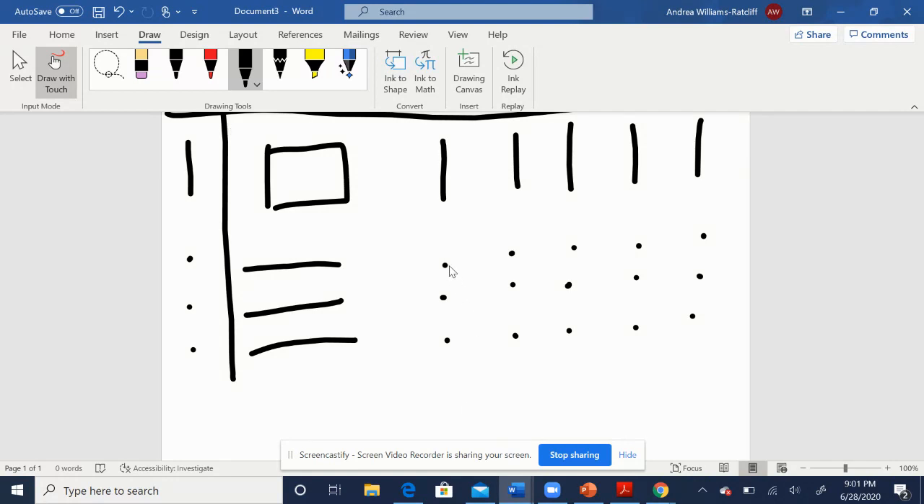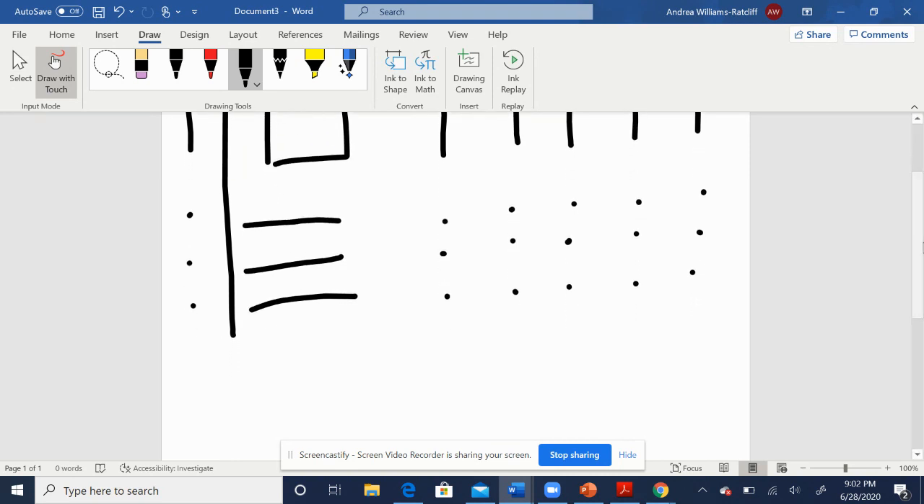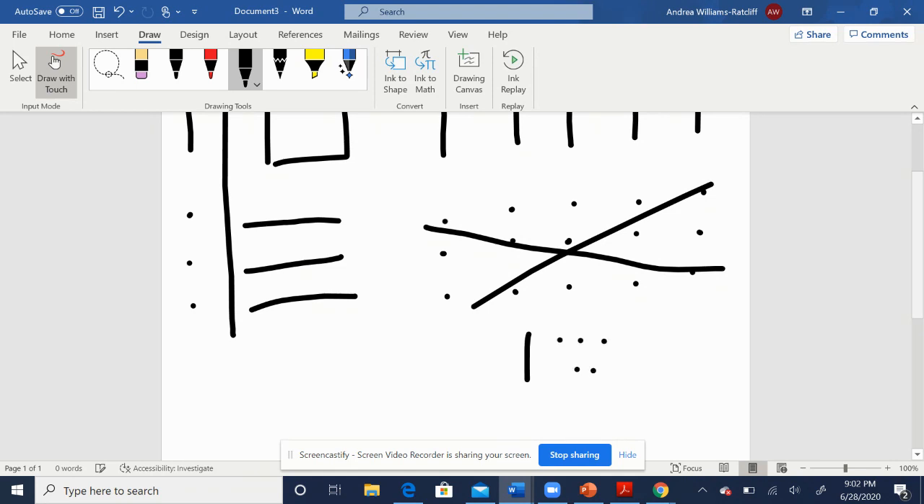Okay, so I have 1, 2, 3, 4, 5, 6, 7, 8, 9, 10, 11, 12, 13, 14, 15. I have 15 singles here. Okay, so what's going to happen? If I have 15 singles, then I'm going to trade 10 of them for a long. And then I'm going to have 5 left.